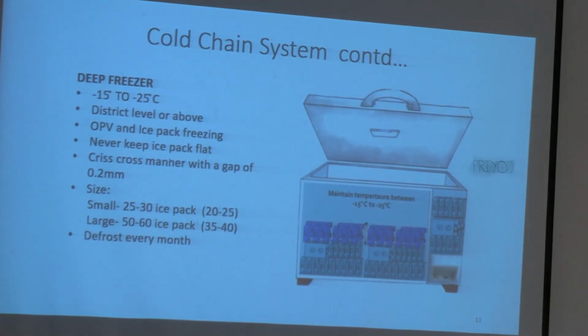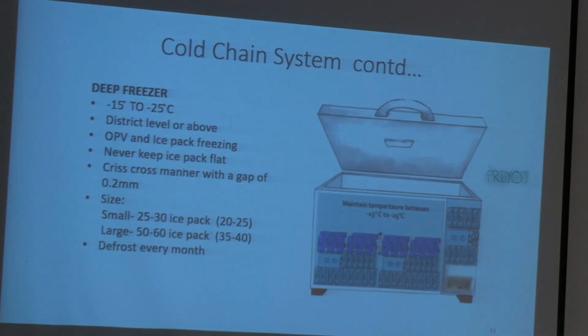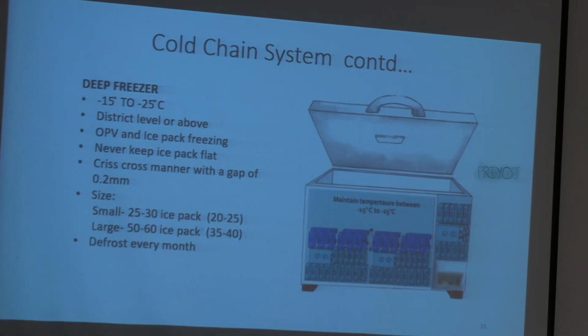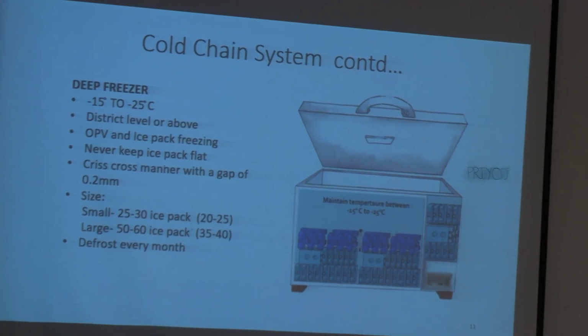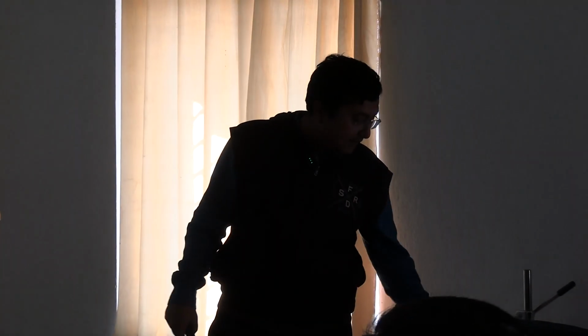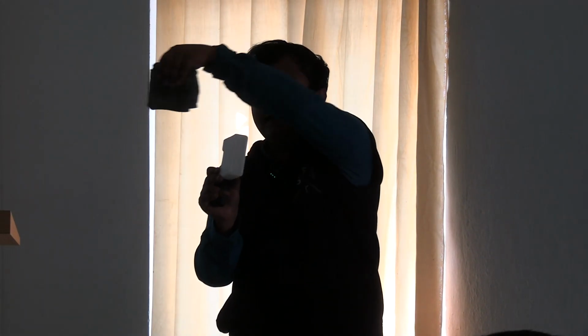Now coming to the deep freezer. The deep freezer is used only for keeping OPV and freezing of ice packs. What is the usual temperature? -15 to -25, just like the walk-in freezer. It is kept at district level or above. In the deep freezer, ice packs are kept brick-style and crisscross. If it is another ice pack, it will be kept like this, one layer like this, second layer like this, again the third layer like this.